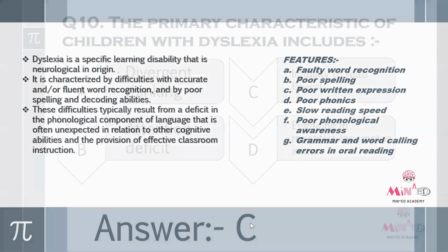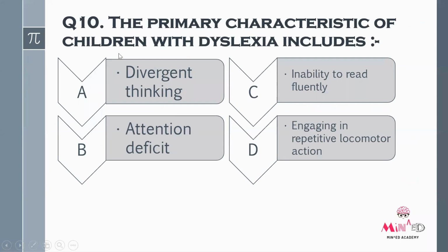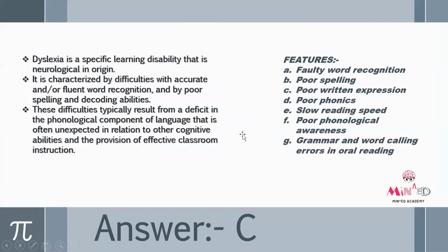So, answer for question number 10, that is the primary characteristic of children with dyslexia, it will be inability to read fluently. That is answer C. Okay. So these were the first 10 questions. We'll come with more questions in the upcoming video.